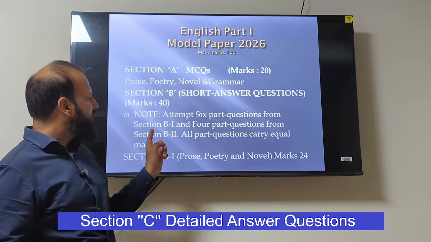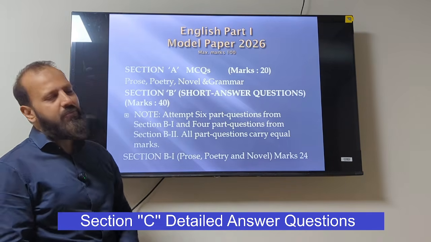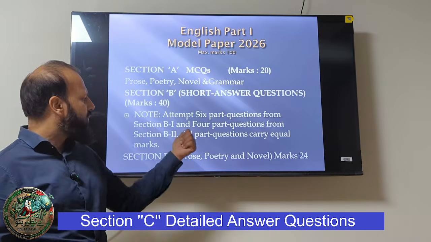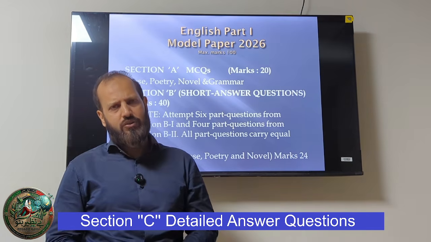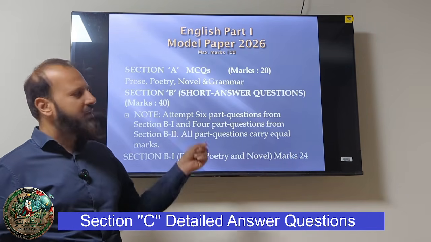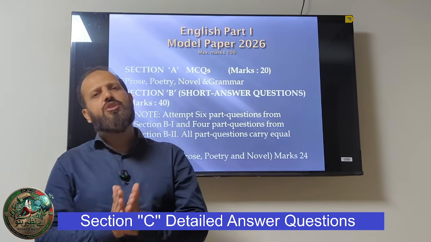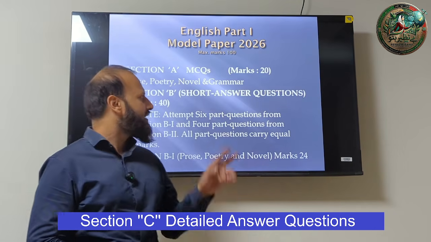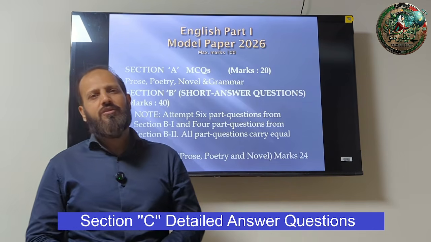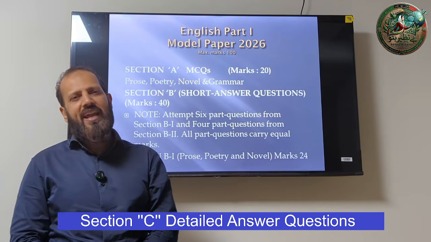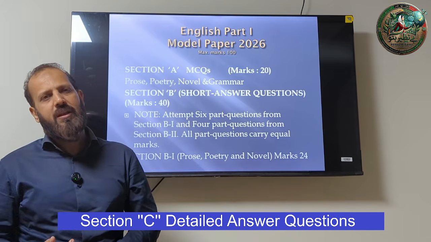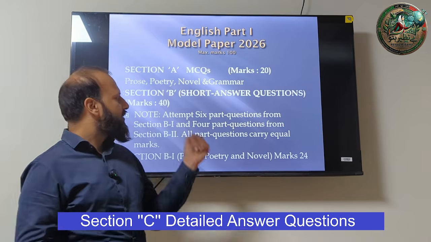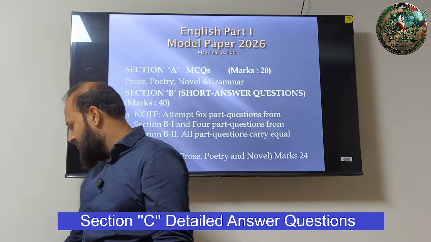Okay. So in B2, you have to attempt 4 part questions. From B1 you will attempt 6 questions and from B2 you will attempt 4 part questions. Altogether it's 6 plus 4, 10 questions, and each question carries equal marks, 4 marks. 10 by 4 means 40 marks. Your Section B would be 40 marks. Your Section A has 20 MCQs and each MCQ carries 1 mark. So this is the distribution of marking.